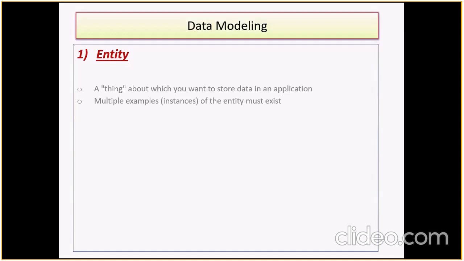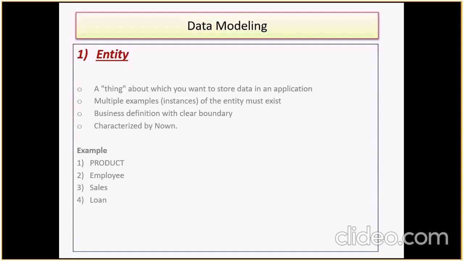So when we are saying a particular thing is an entity, there should be multiple instances. Like employee, we have multiple employees in the organization. Product, we have multiple products in the organization. We should have a clear definition so that it will not confuse the departments or anyone else. It is characterized by a noun. Example: product, employee, sale, loan.